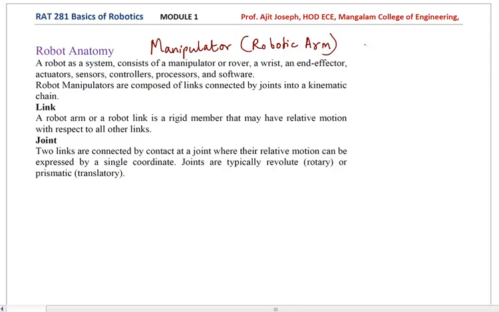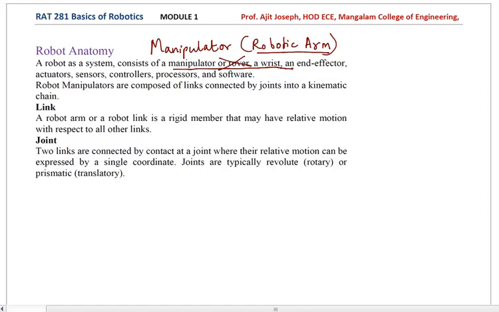We are not talking about aerial robots, legged robots, or wheeled robots. We are only talking about a robotic arm because the basics of robotics is concerned with just robotic arms. Okay. So a robot as a system consists of a manipulator or rover. Sometimes it's also called a rover, but I will not call it that.